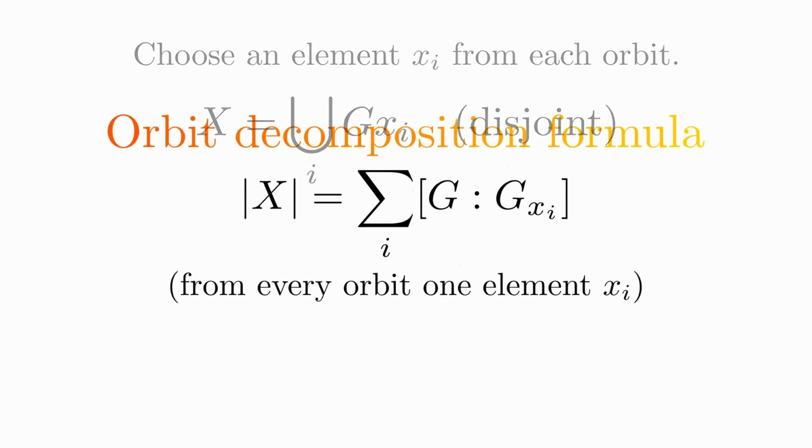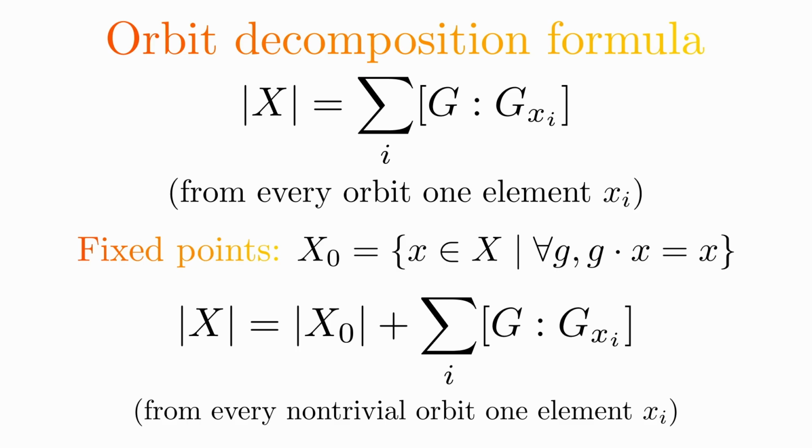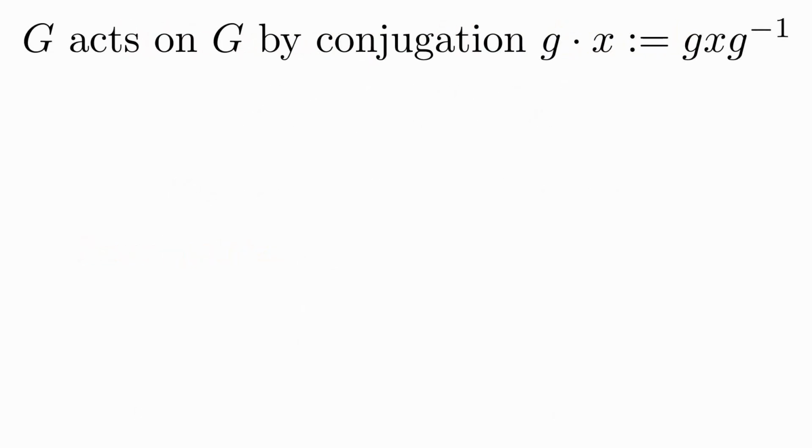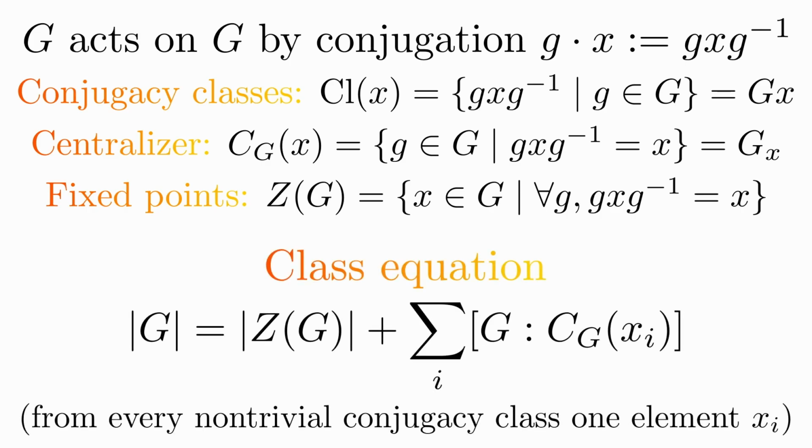A special role is played by the elements of X which are fixed by every group element. The stabilizer of these elements is the entire group, and the orbit is just that element. So we can collect all the terms in the sum corresponding to fixed points to obtain this useful formula. Let's look at the example where a group acts on itself by conjugation. Here the orbits are called conjugacy classes, the stabilizers are called centralizers, and the set of all fixed points is exactly the center of the group. Applying the orbit-decomposition formula, we derive the class equation of a group.